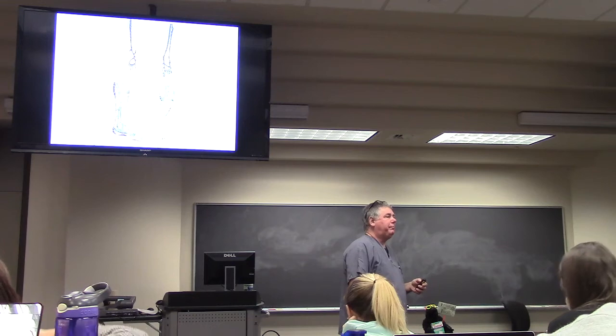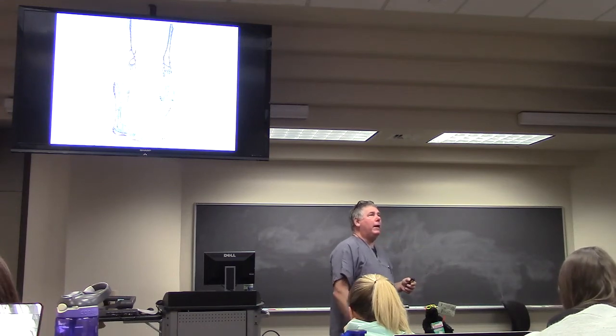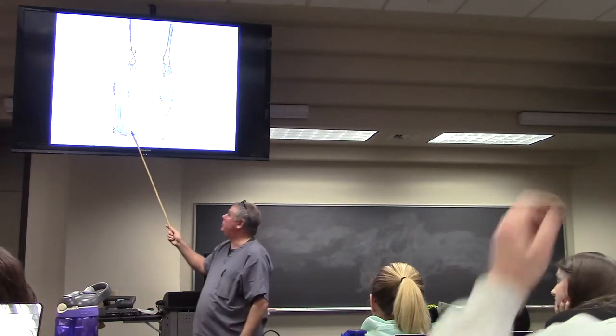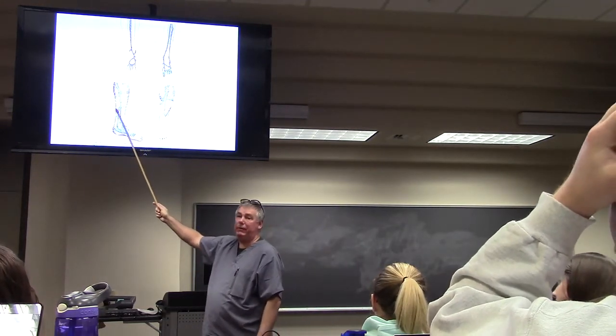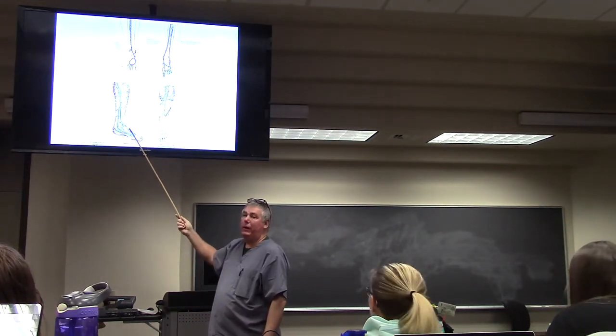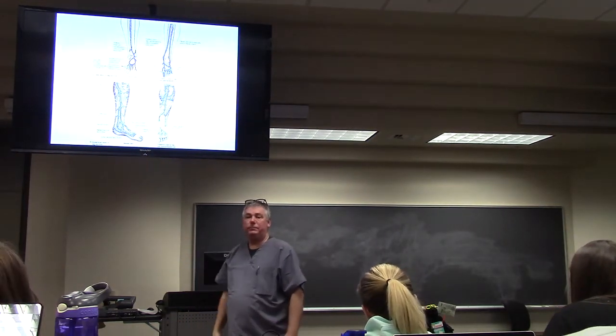Here's again the origin of the superficial veins. The dorsal of the foot is going to give rise to the great saphenous. The lateral surface of the foot gives rise to the small saphenous.